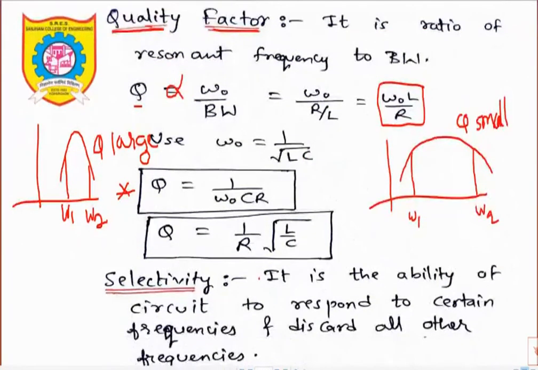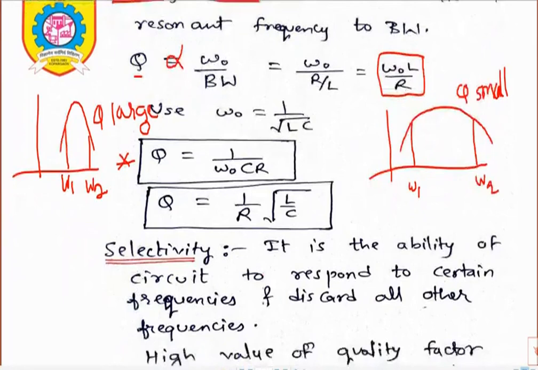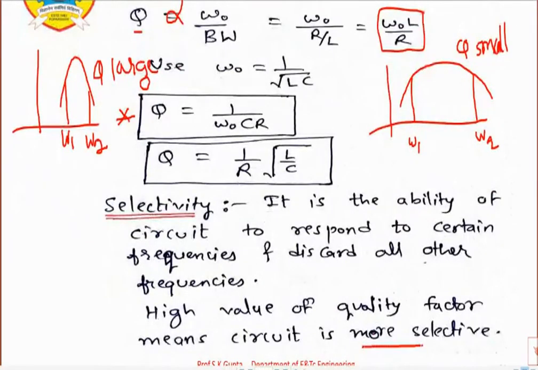And selectivity, next point is selectivity. It is the ability of a circuit to respond to certain frequencies and discard all other frequencies. Just like if I tune to one particular frequency, I want to listen to a song from one particular station. So what I will do, I should want that particular frequency, and I should reject all other frequencies. So if my quality factor is large, my circuit is more selective in nature, and that means I am listening to a particular song only. That's why a high quality factor value is always desired.